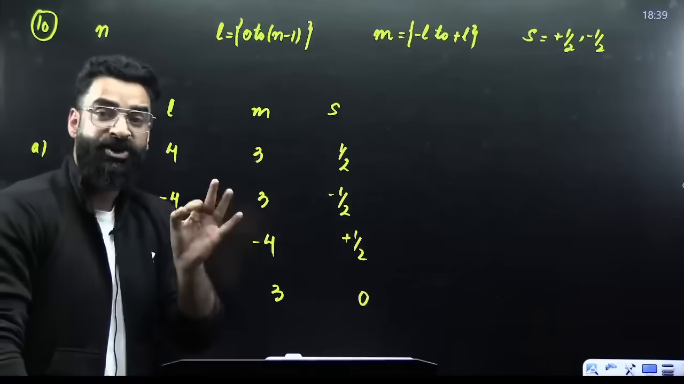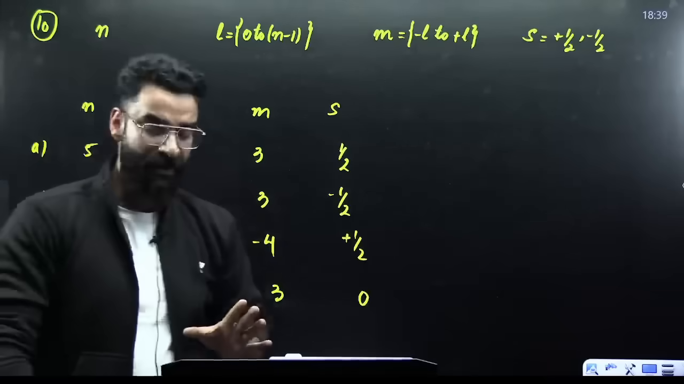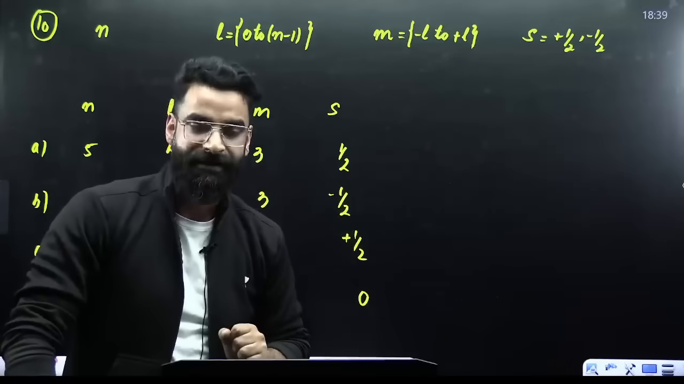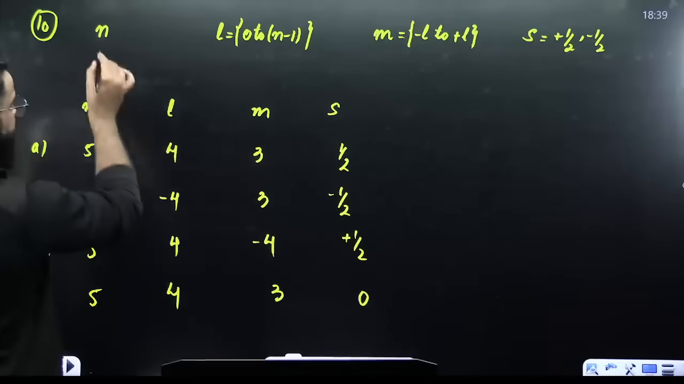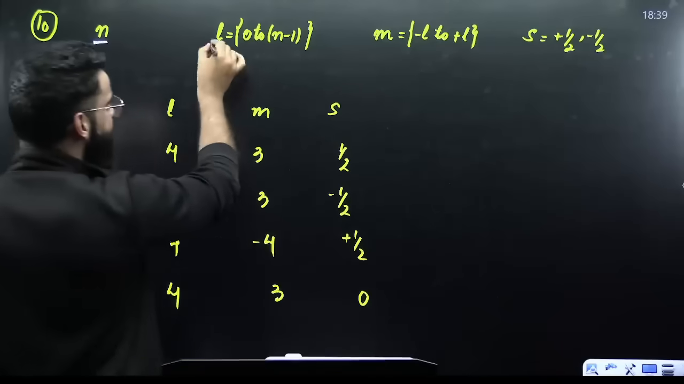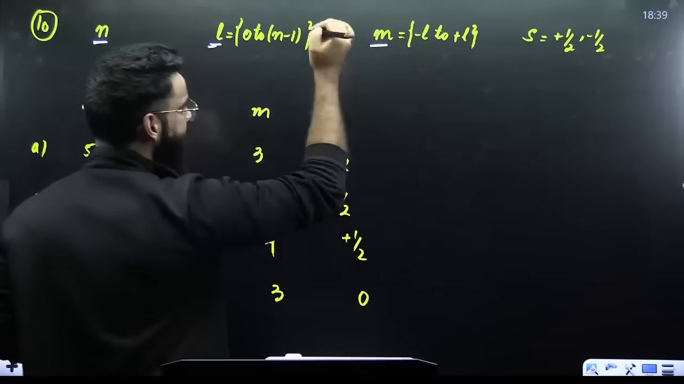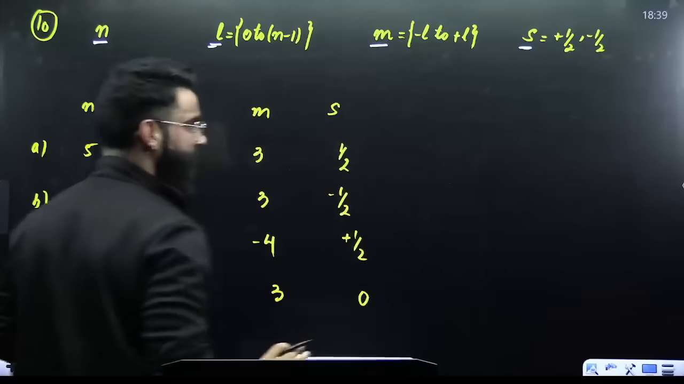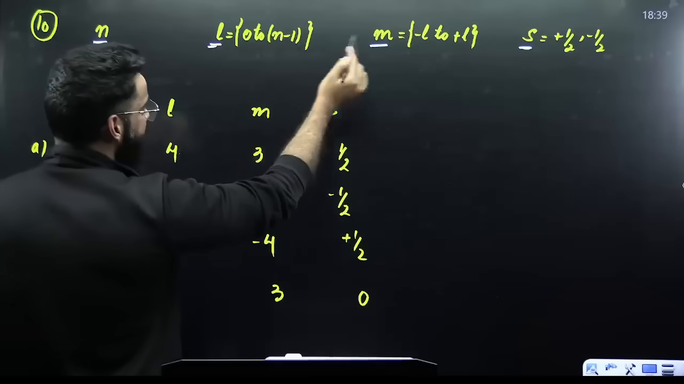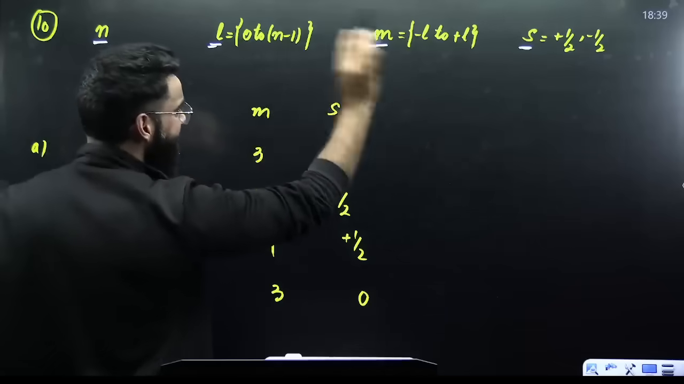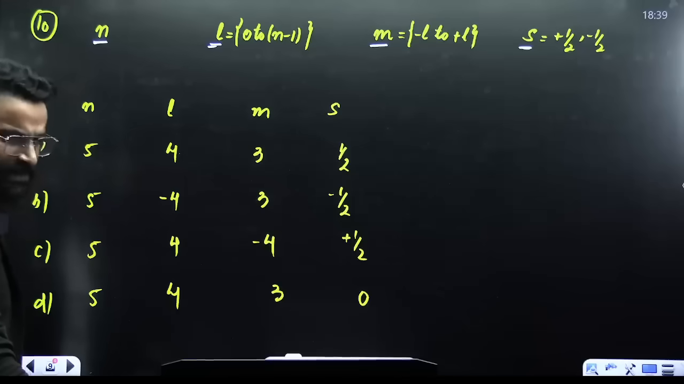Similarly, a short question that's almost asked every year: which of the following quantum numbers is incorrect? My dear students, n represents your principal quantum number, l is your azimuthal quantum number, m is your magnetic quantum number, and s is your spin quantum number. l can have values from 0 to n minus 1. m can have values from minus l to plus l. s can have only two values, plus 1 by 2 and minus 1 by 2.